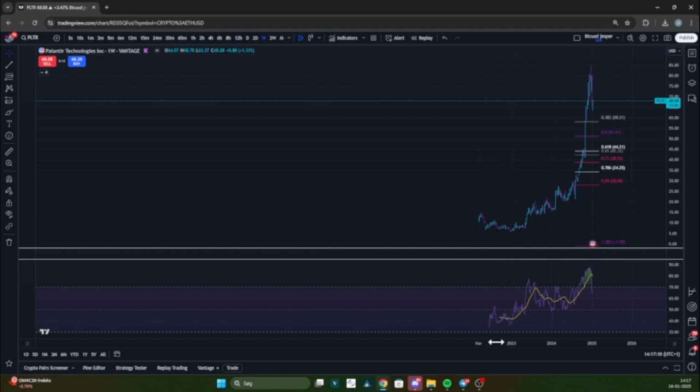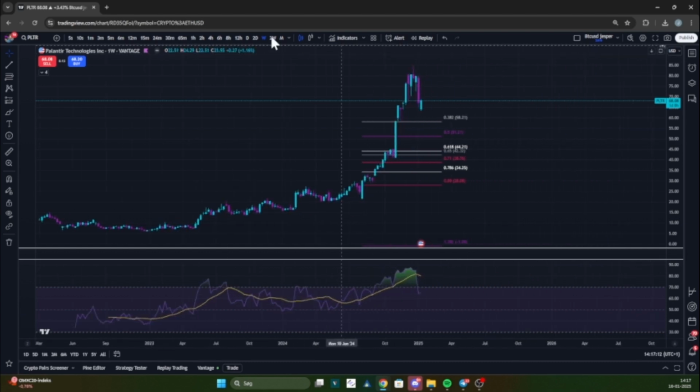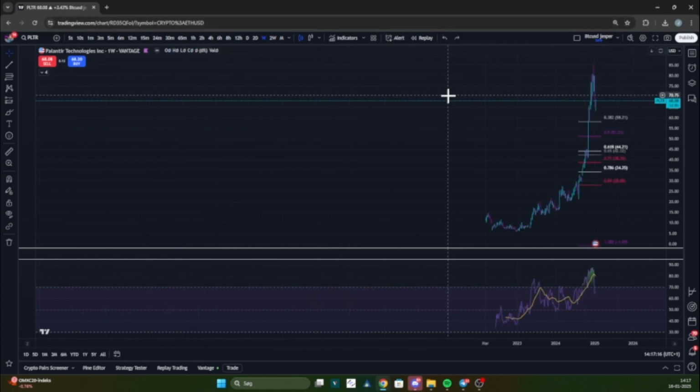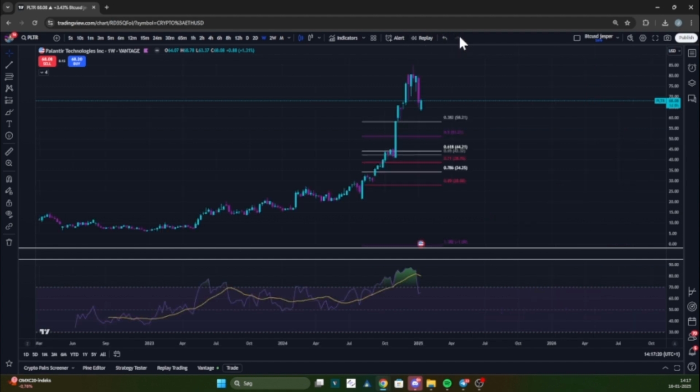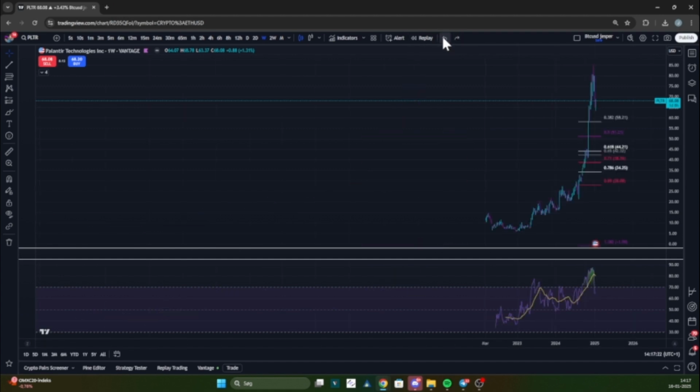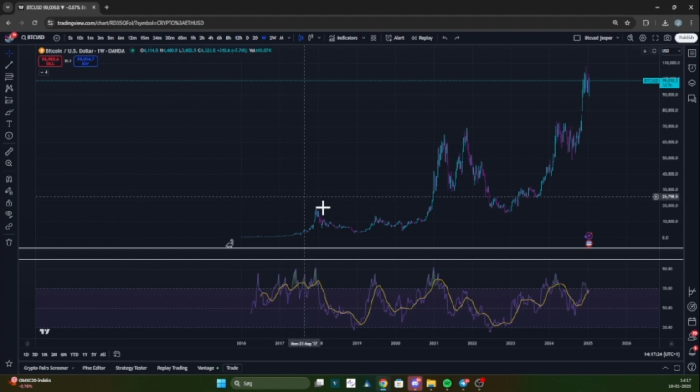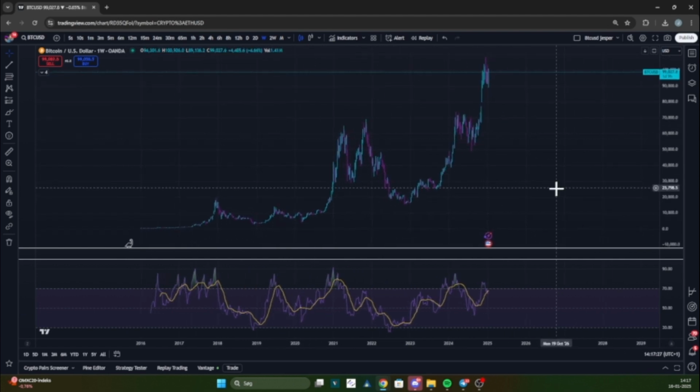Now that was too far back. Accidentally changed the chart. Here we are on Bitcoin again. We can see that the price can stay in those overbought areas for extremely long periods of time.